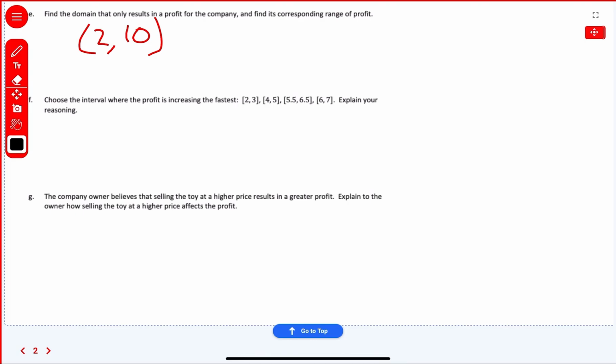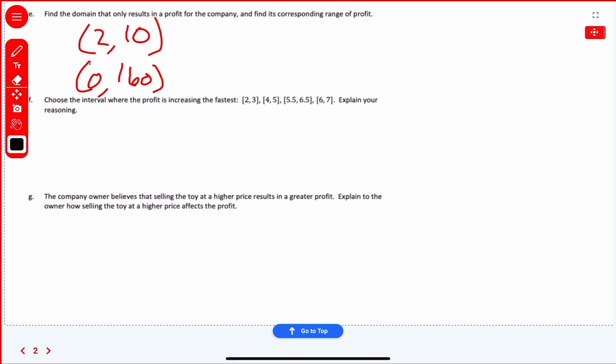Nope. 0. I think they say 160. 0 to 160. Range is the Y. Domains are the X's. Okay? That satisfy whatever we're talking about here. Making profit, right? Okay. Now, choose the interval where the profit is increasing the fastest. Is it 2 to 3, 4 to 5, 5.5 to 6.5, 6 to 7? Explain your reasoning.